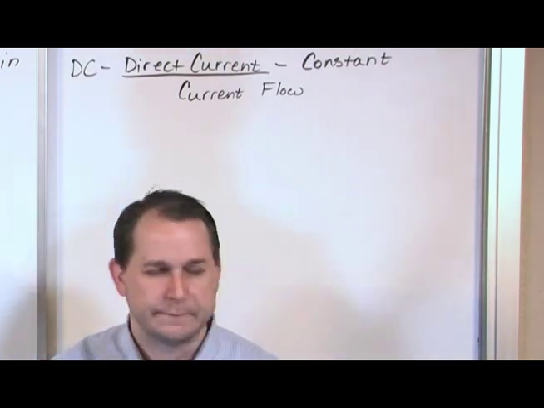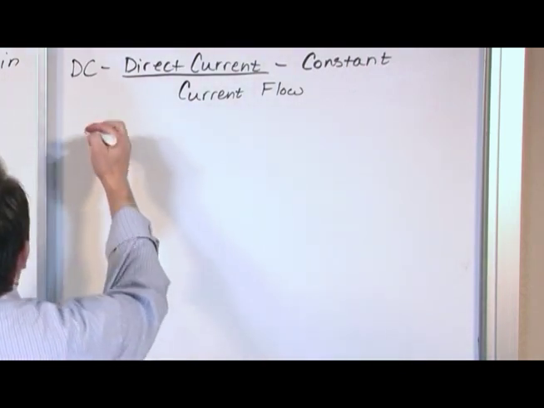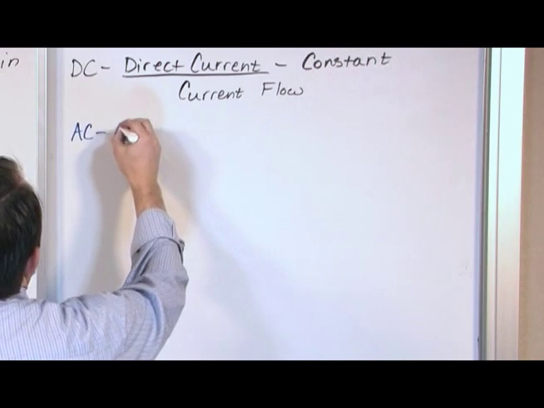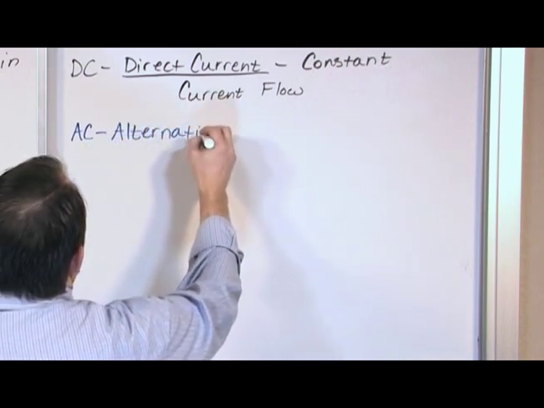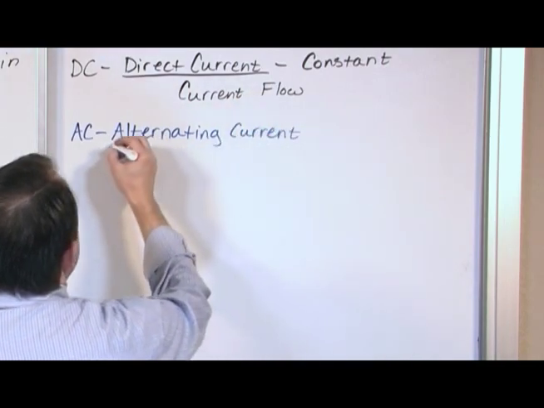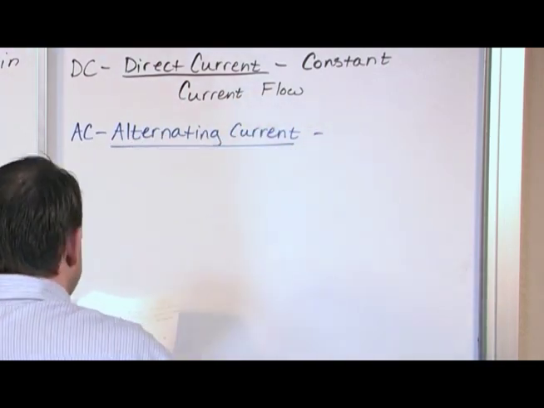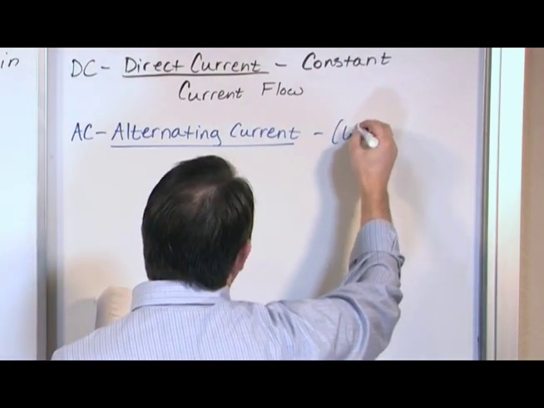It's called direct current. All right, now let me contrast that to AC, which I know you've heard of, and that's called alternating current. Alternating current. And this means exactly what it sounds like. It's a wall socket.